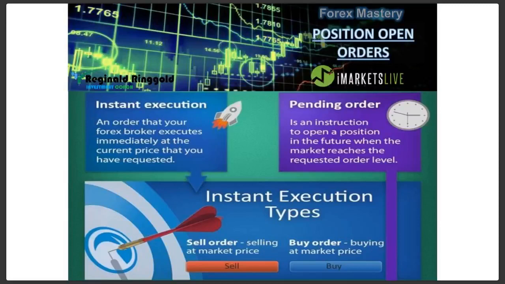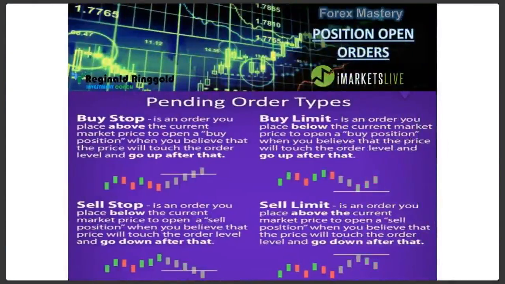Now, moving on, what are our pending order types and what do they look like? Give me 1 second here.